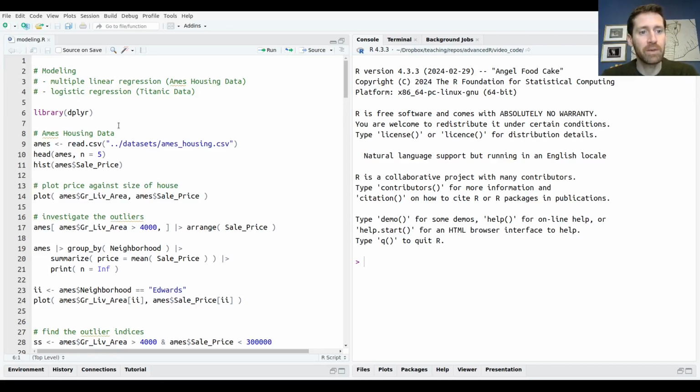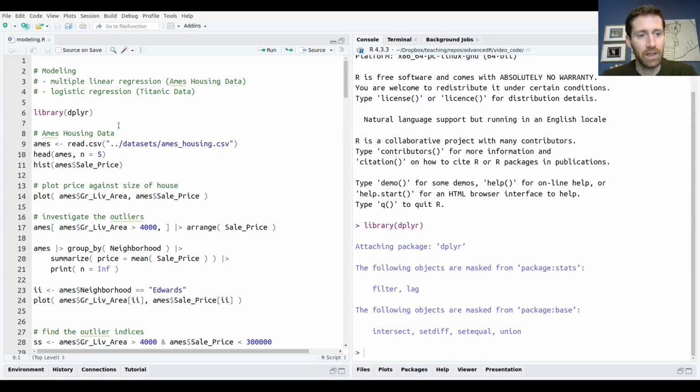Okay, and we're going to be using dplyr, so I'm going to go ahead and load that package, and I'm going to read in the Ames data. There'll be links to this data set in the description. In my system, from my current working directory, to get to that data set, I have to go up one directory, down into the datasets directory, and then grab ameshousing.csv.